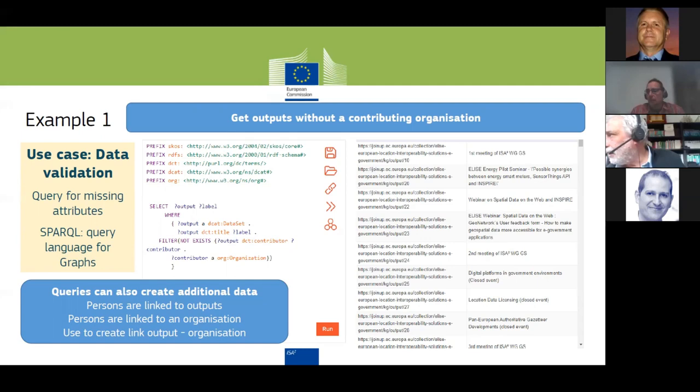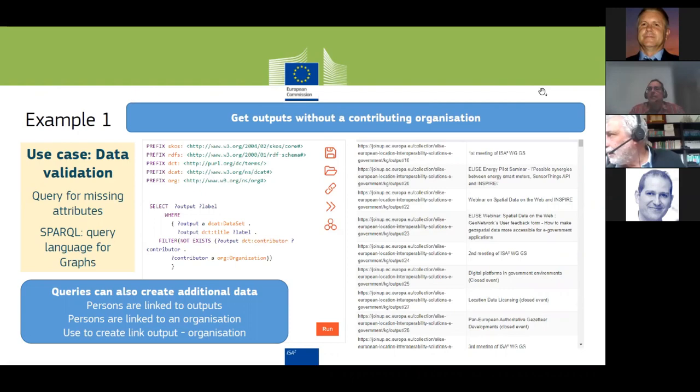And of course, it's not one-on-one. There can be more organizations. There can be more contributors as in persons. So this is a query that you can also ask in a relational database, but these things are also very easy to do in a knowledge graph. And you can really start combining a lot of different attributes and classes. For example, you could say, if there's a person related to an output and that person is not related to an organization, then maybe it's not needed that there's an organization linked to an output.